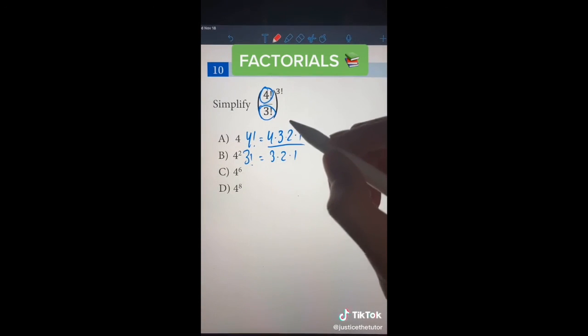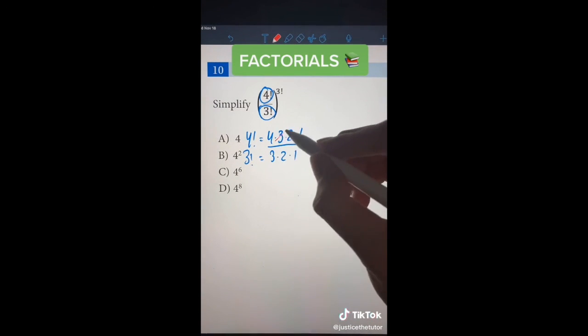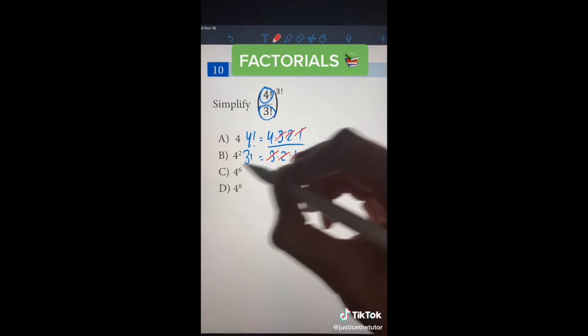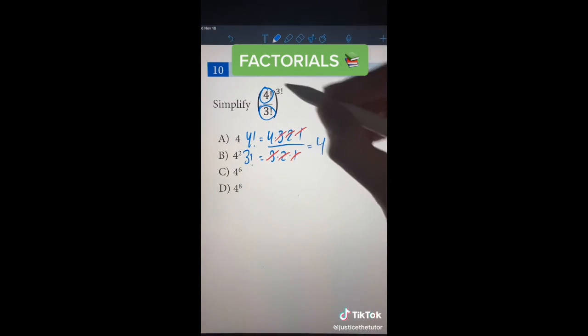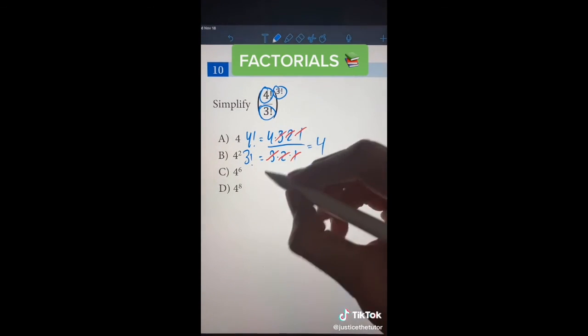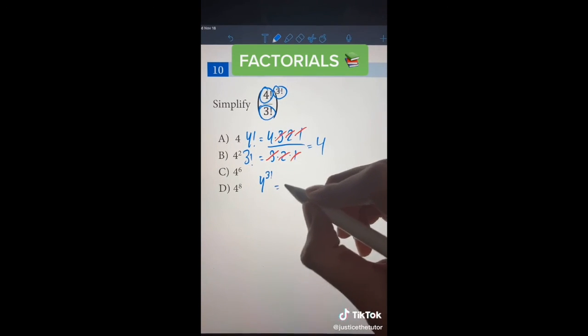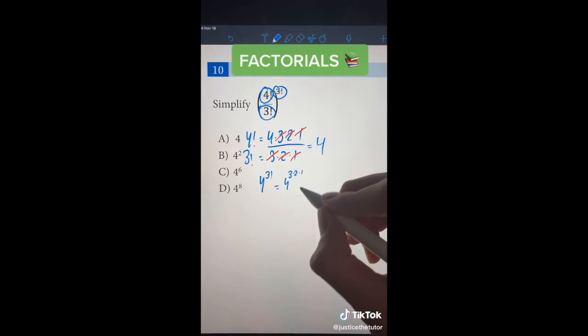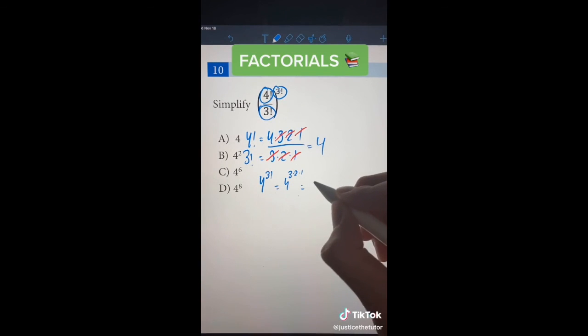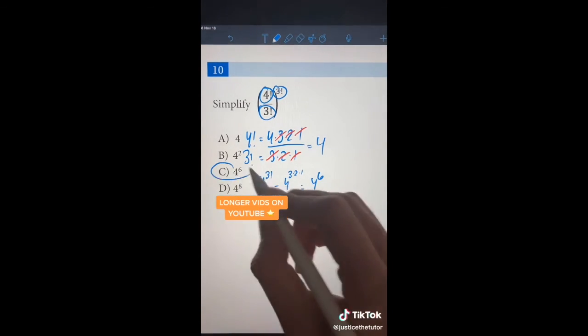So every number I see in the numerator and the denominator, I could just cancel out. So a 3 and a 3, a 2 and a 2, a 1 and a 1. So now we're just left with 4, and it wants 4 to the 3 factorial power. So 4 to the 3 factorial is just 4 to the 3 times 2 times 1. 3 times 2 times 1 is just 6, so the answer is C.